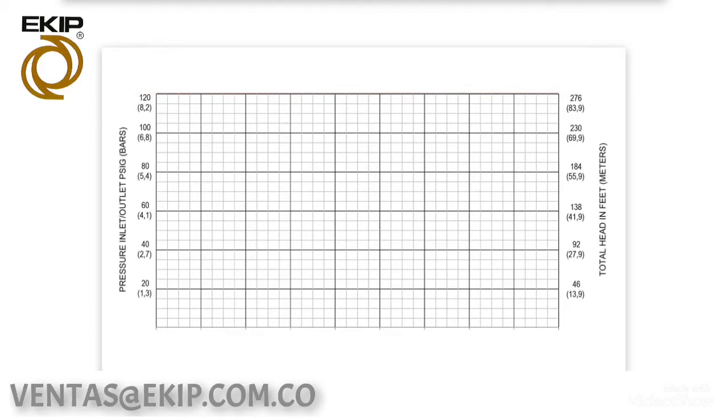Along the vertical axis is the pressure. In an AODD pump, pressure can correspond to two things. It could correspond to the air inlet-outlet pressure in PSI and bar, identified on the left-hand side, or the total head in feet and meters of water identified on the right-hand side.